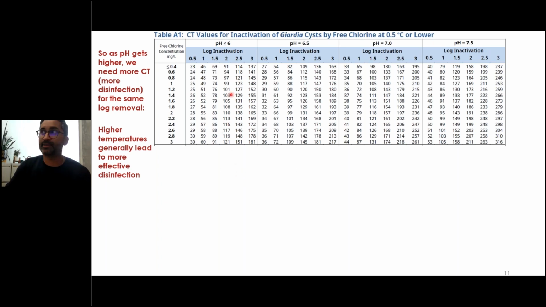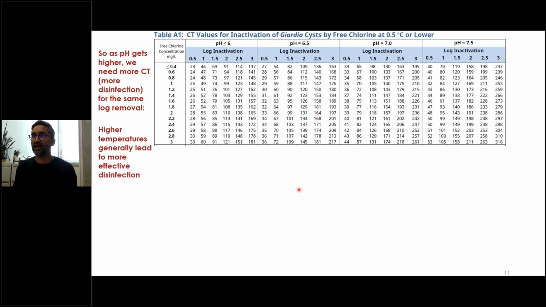The other thing is temperature. So we've looked at this table. This is for 0.5 degrees Celsius. The other thing to note is that in general, when you have higher temperatures, the reaction rates, the speed at which a reaction occurs between a disinfectant and the stuff inside of a microorganism, also increases. So increased temperature actually promotes faster disinfection. And so it's harder to disinfect water that is colder than water that is a little bit warmer. So there might be some seasonal variation in the CT values.